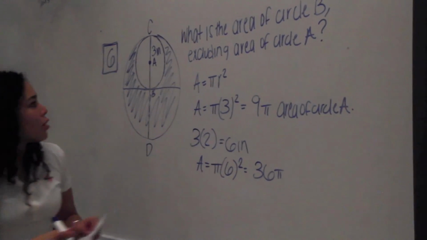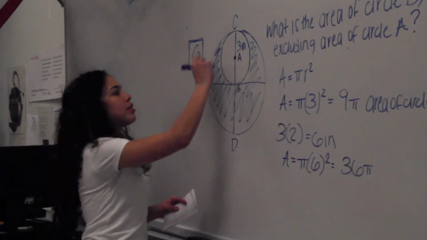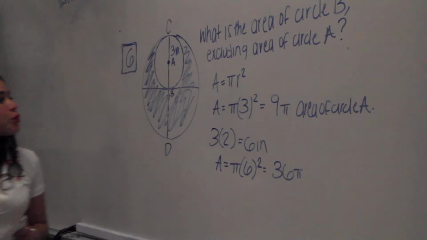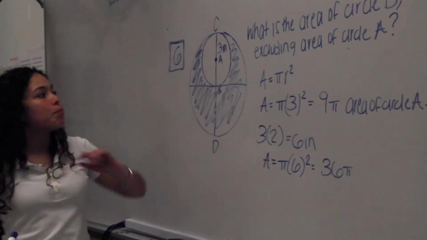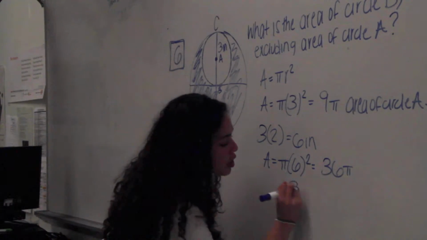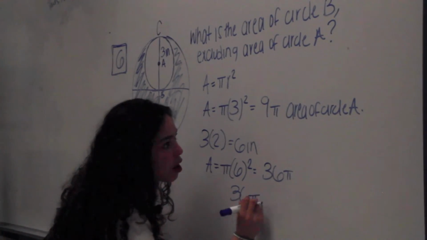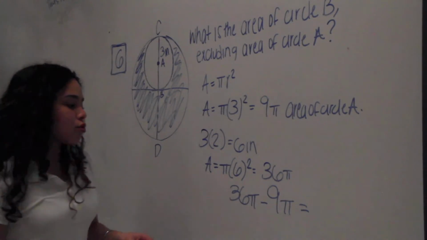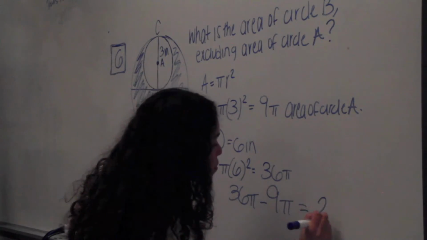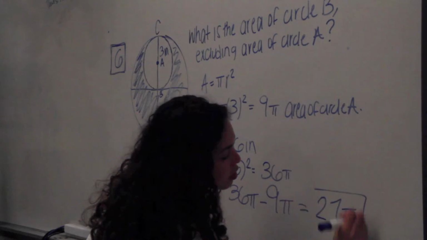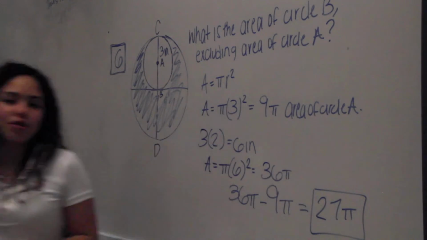So what you're going to do now, remember that you're trying to find this shaded area. And in order to find that, you have to subtract the area of circle A from the area of circle B. So it's going to be 36 pi minus 9 pi, which equals 27 pi. And that should be your answer.